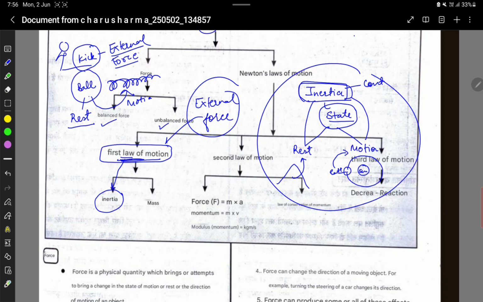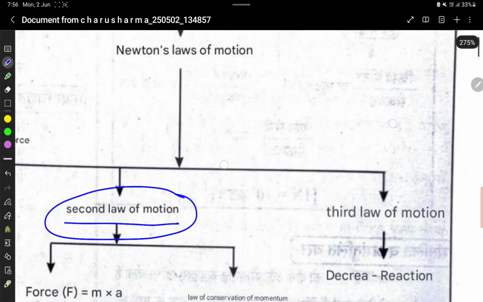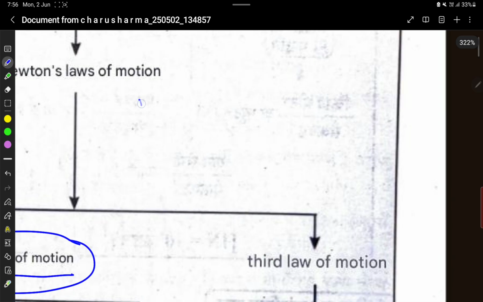Now our focus today is going to be the second law and the third law. Got it? So what does the second law of motion say? In the second law of motion, we have to define one terminology, that is momentum. Now understand one thing very clearly. We have momentum. Momentum is represented by the letter P, and its formula is mass into velocity.